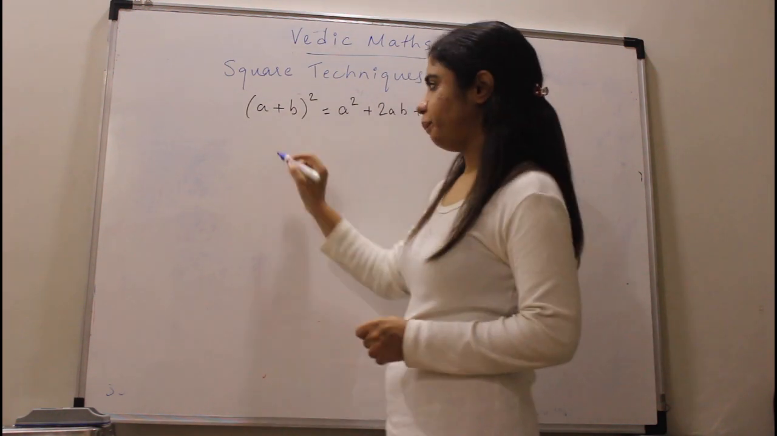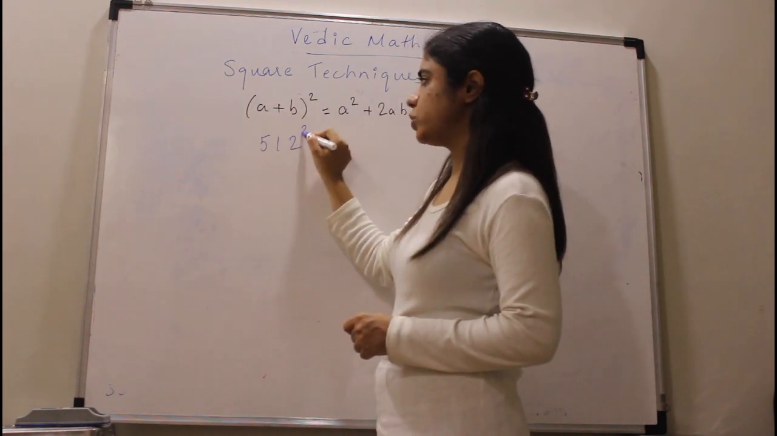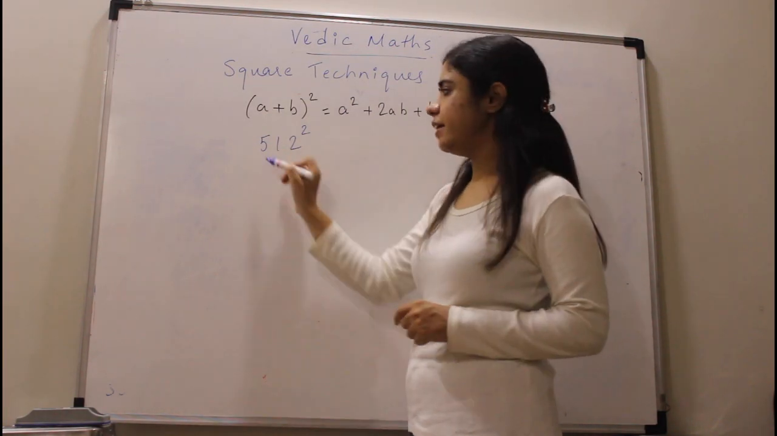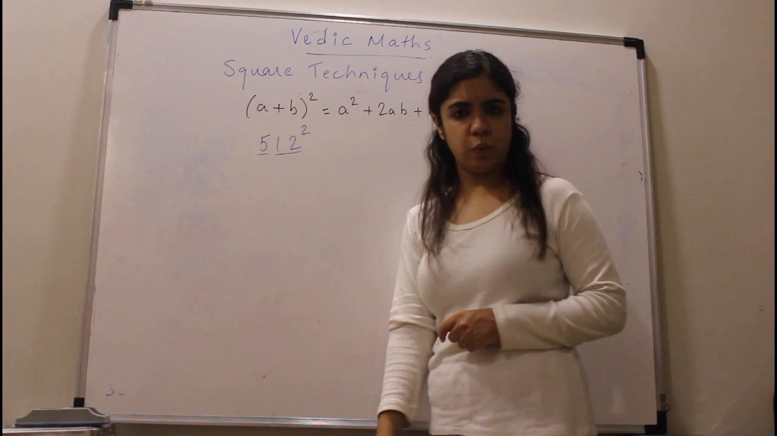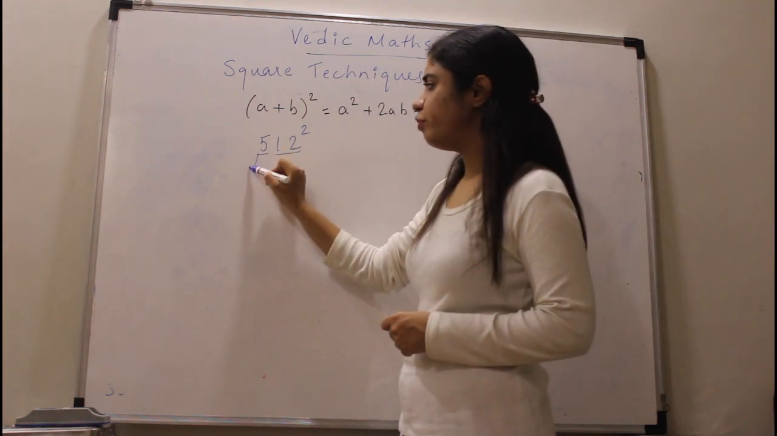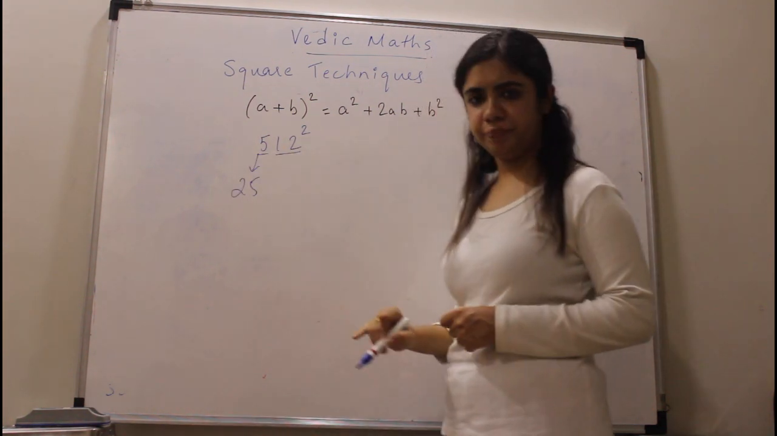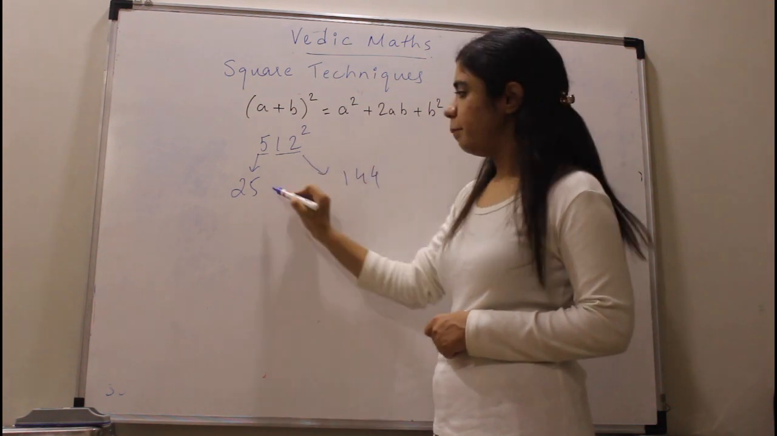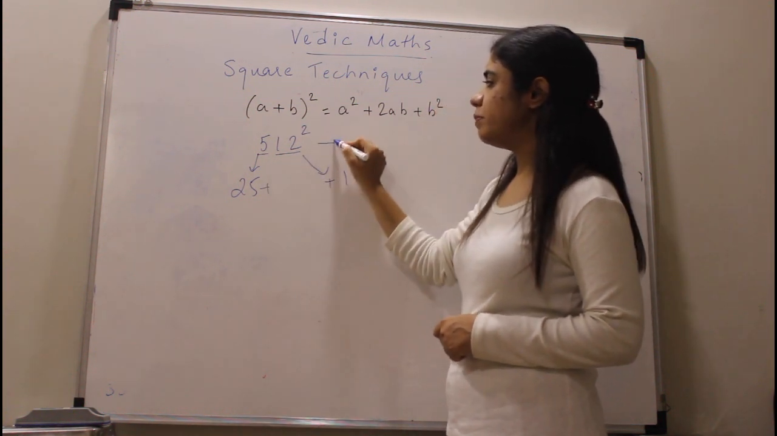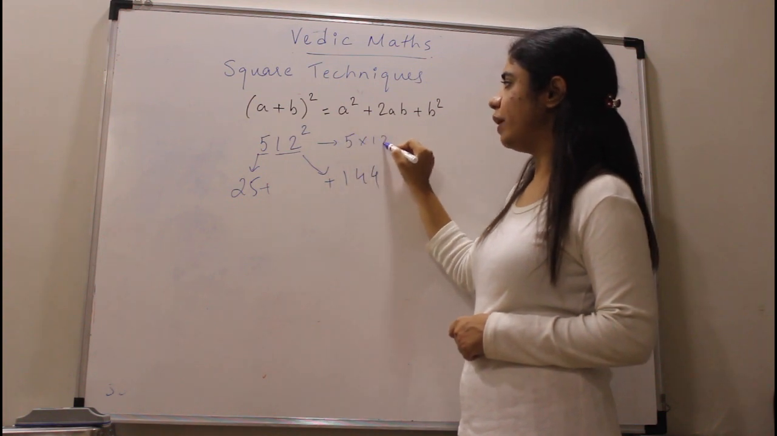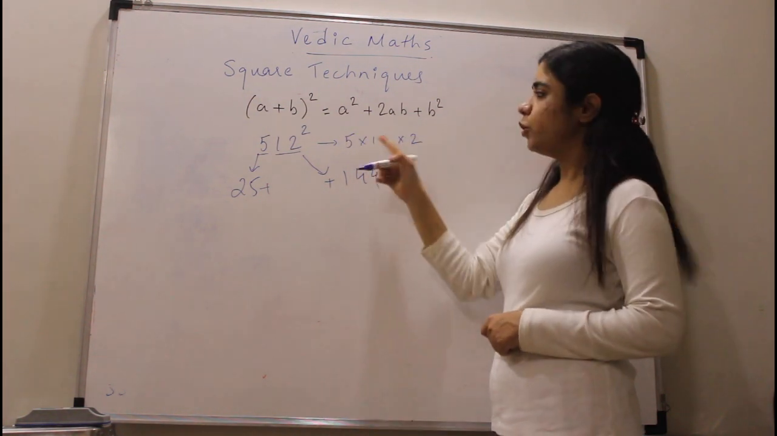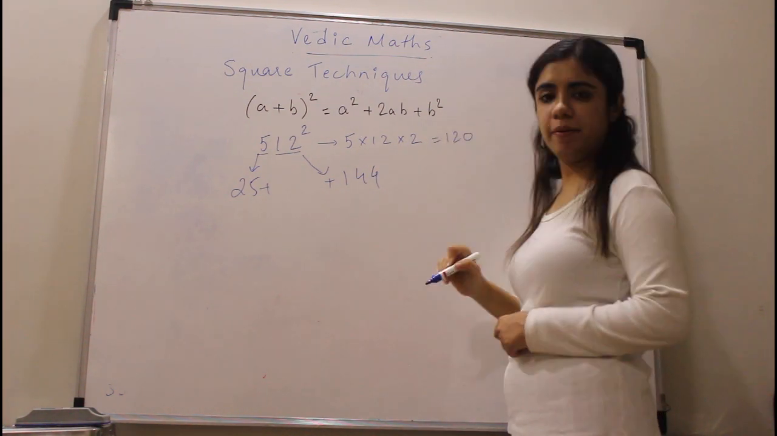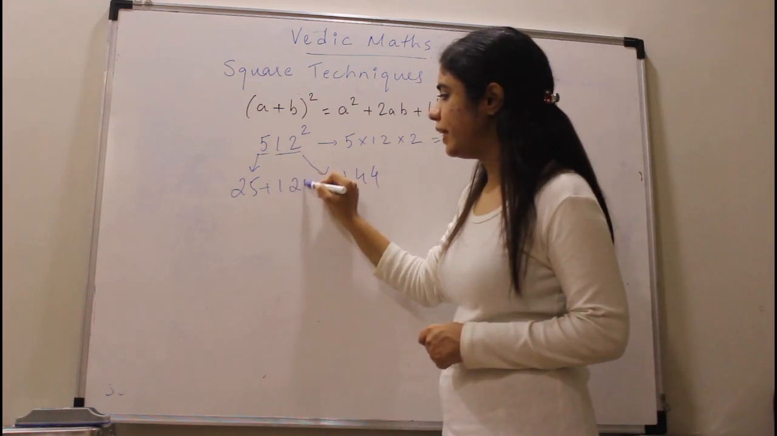Suppose if I ask you what is 512 square? You can split this as 51 and 2. वैसा नहीं करना है. So 5 and 12 is also okay. So what will happen? 5 square is 25. 12 square is 144. बीच में क्या आएगा? This will be 5 into 12 into 2. 12 5s is 60. 60 का double is 120. So I'm going to write 120 here.